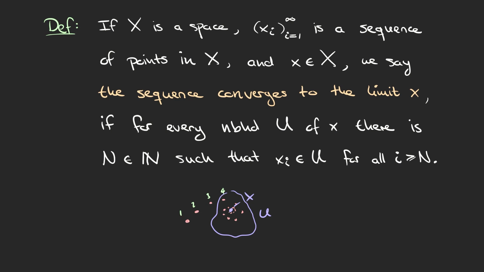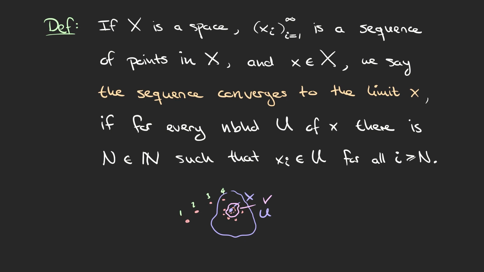But in order for x to be a limit of the sequence, this has to hold for an arbitrary neighborhood of x. So even if we choose a very, very small neighborhood around x, then as of some point in the sequence, all of the members have to lie within this small neighborhood, which maybe we call V. So this is how we talk about convergence in the case of a general topological space.